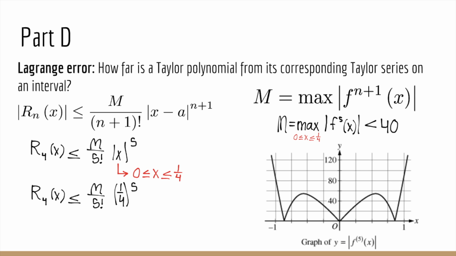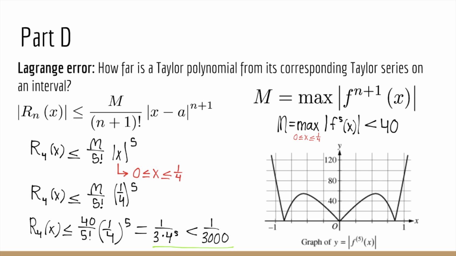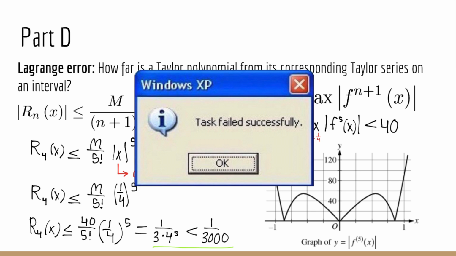But when we find the maximum for m on the interval, we legitimately are just estimating here. The line falls somewhere in between 20 and 40 at its highest point between 0 and 1/4, but we can't see exactly where that point is, so we're just going to err on the side of over-approximation. We'll call m 40. Now, plugging in m and simplifying somewhat, we can use number sense to realize that 1 over 3 times 4 to the 5th is definitely going to be less than 1 over 3,000. So the approximation didn't yield an exact value for f of x, obviously, but Lagrange error allows us to see just how far away it got. So yeah, our task failed successfully.